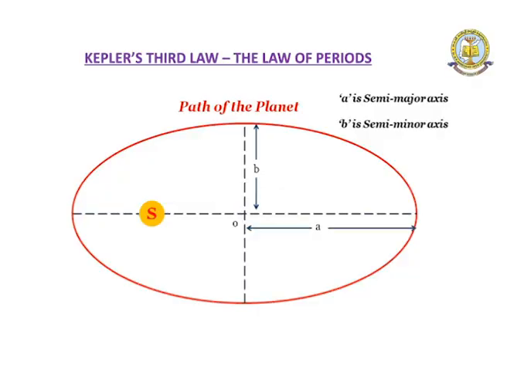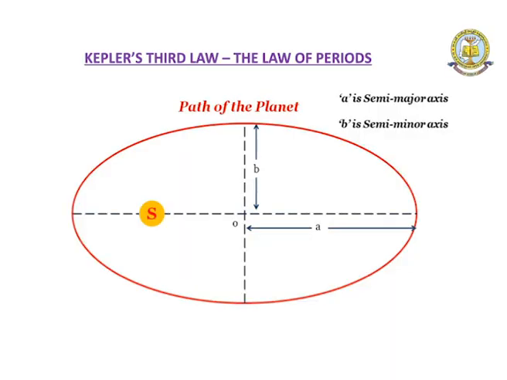Here this is the major axis, and this is the minor axis. This is the ellipse, this is one of the foci, the sun, and this is a planet revolving around the sun. This is the center point. Let us consider half of the major axis as a. a is the semi major axis and b is the semi minor axis. Totally this is the distance of 2a. So half of it is a, the semi major axis, and b is the semi minor axis.